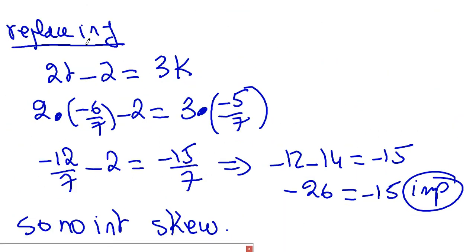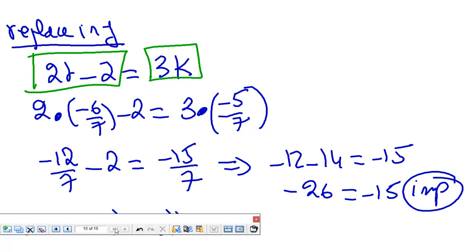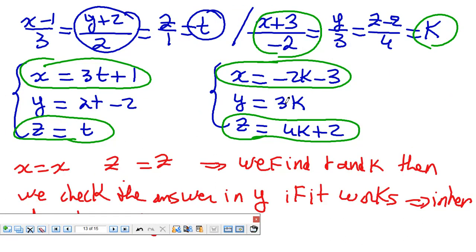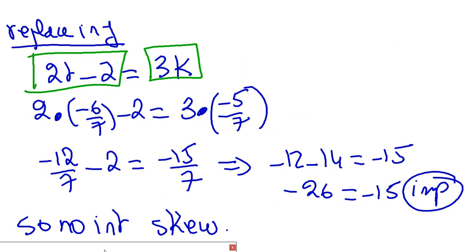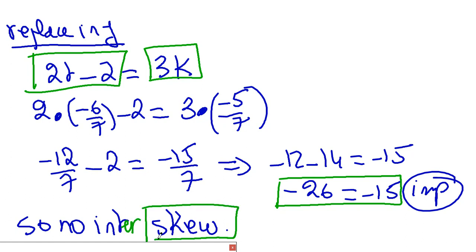Let's replace in y. If this is the first equation in the first line and this is the second one. If I replace, look at it guys, 2t minus 2 is here, okay? And this is 3k, so I'll replace t by its value and k by its value. So t is minus 6 over 7 and k is minus 5 over 7. I replace it and I reach a wrong answer. If those were equal, it means the lines intersect. So if those are not equal and opposite, so no intersection, so what does it mean? The lines are skew.